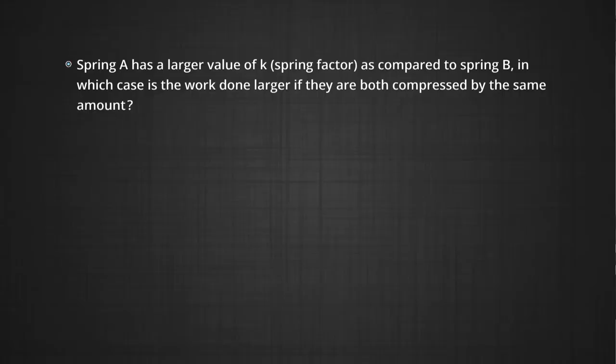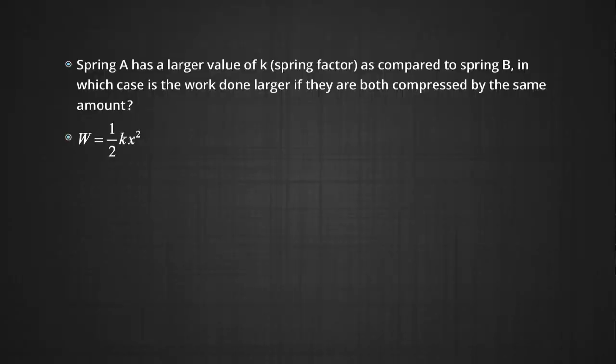If spring A has a larger K value as compared to spring B, in which case would you need to do more work to compress it by the same amount? That's easy to figure out because work done is equal to the energy stored in it. And we have learned to calculate that the energy stored in the spring is equal to half kx square. So if you put the value of k which is larger, then obviously more work will have to be done. If the k value is smaller, lesser work will have to be done. So you have to understand the k value, the elongation x, and therefore connect the potential energy and how much work it can do.